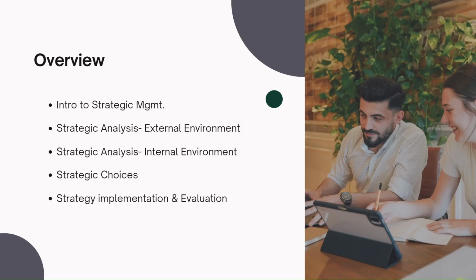The fourth chapter is strategic choices. Now you understand what strategic management is. You have understood the environment in which the business operates. Now you're going to look at the choices that are available to take strategic decisions. What choices are there, what decisions can be taken, that is what the chapter on strategic choices talks about.